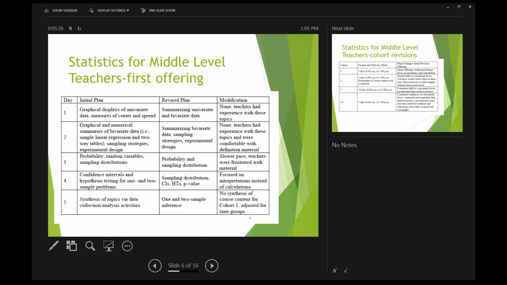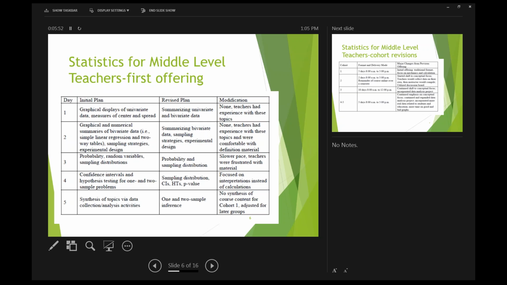Okay, so when we first offered this course, it was nearly 10 years ago at this point, and this was pre-GAZE, pre-Common Core, and we really emphasized, I think, calculation quite a bit. Our initial plan, the course played out over 1 week, 8 hours a day. And initially, you can see what we had planned for the 5 days.